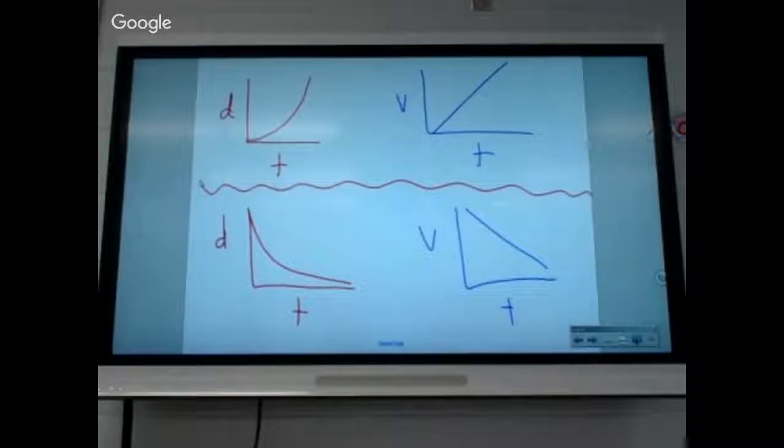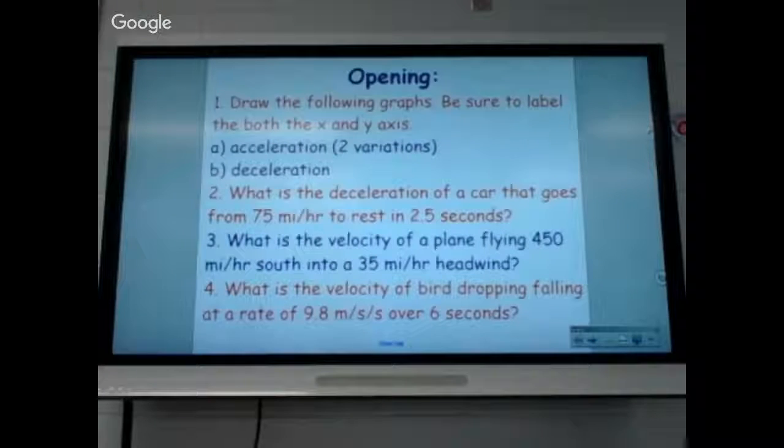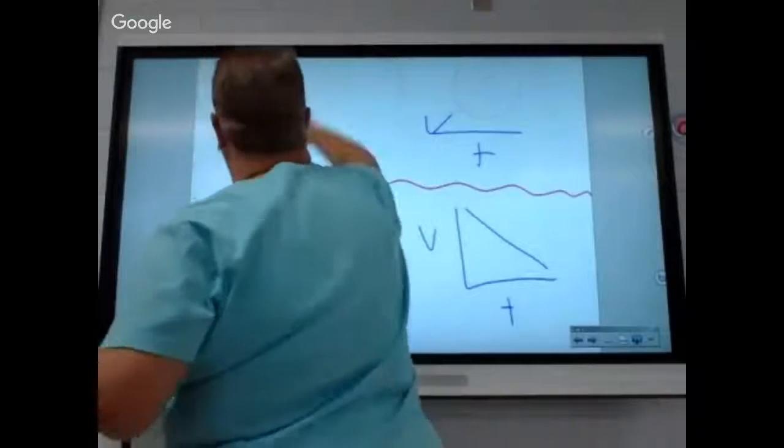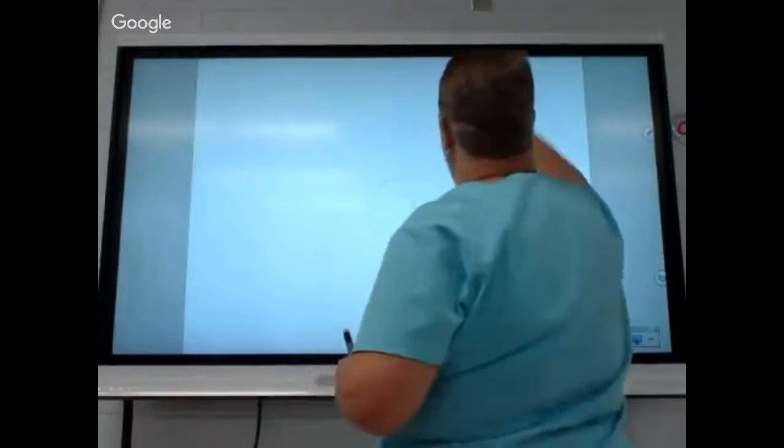All right. So can we do two? Question two is asking you, what is the deceleration of a car? So what's deceleration? How do we calculate deceleration? The same way we find acceleration. It's the same formula. So if you're finding deceleration, it's the same formula as acceleration. So what's the acceleration formula?